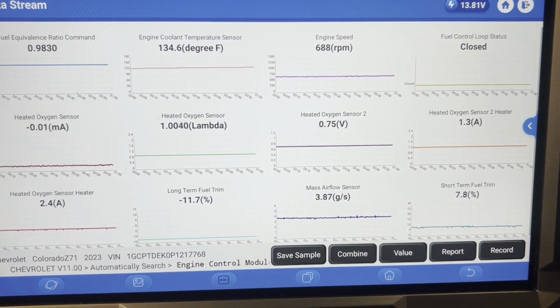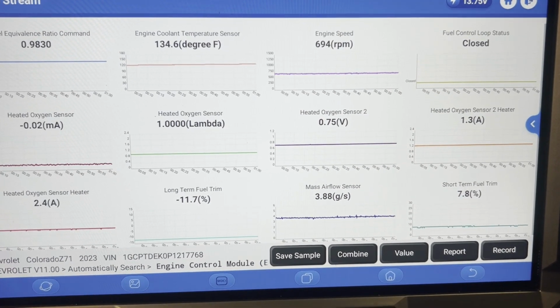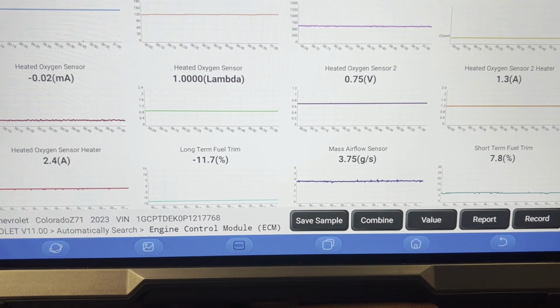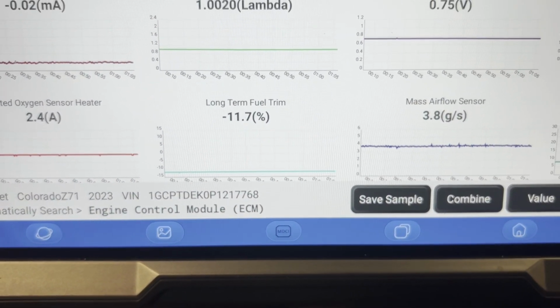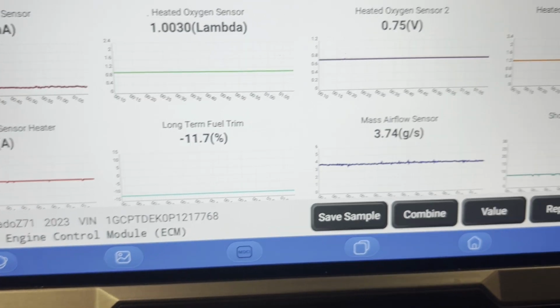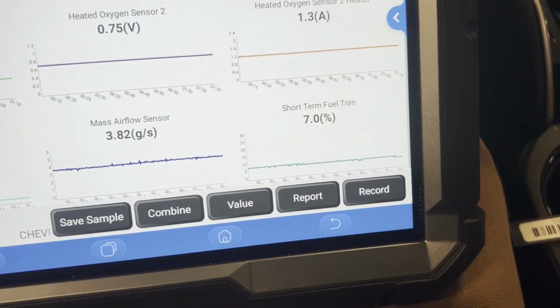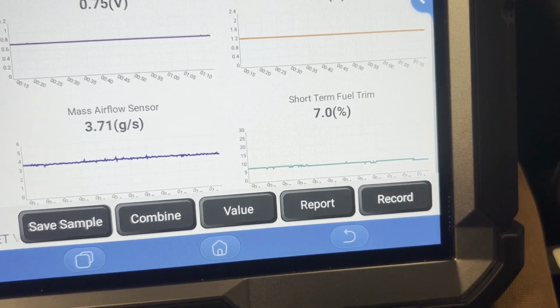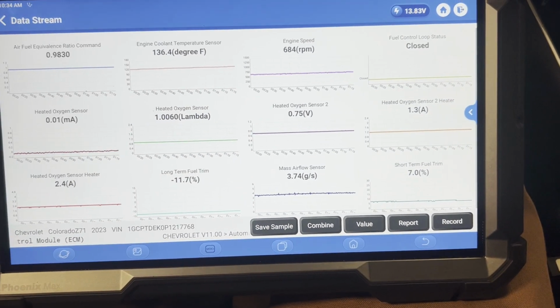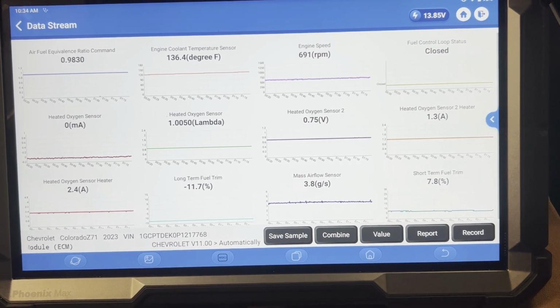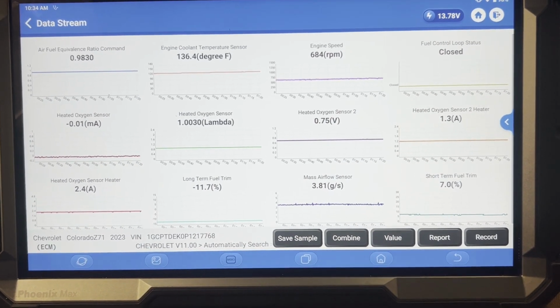Coolant temp is getting up there, almost to 140. And our long-term fuel trim is sitting pretty low at -11, -12. But our short term is trending high from that at 7. So it's kind of balancing out. But this seems pretty normal, pretty standard.